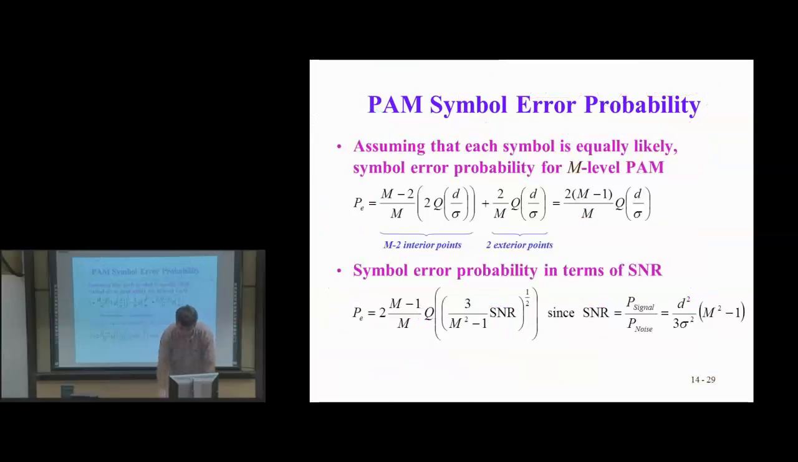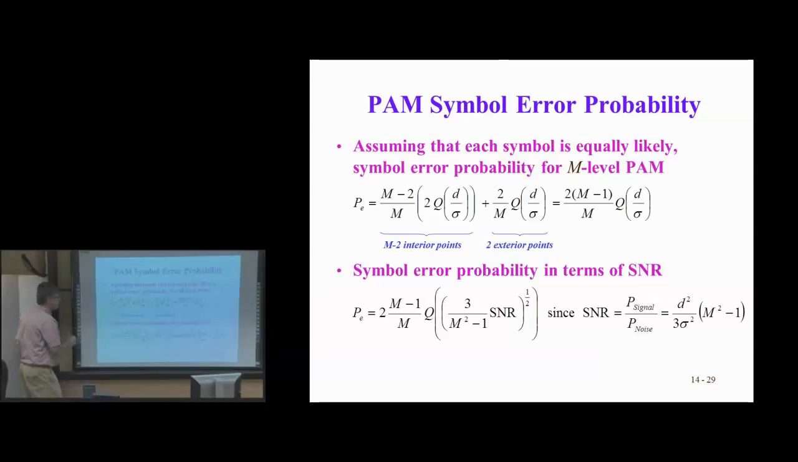Okay, so if we can put this together into one formula, again, if we assume that each symbol is equally likely, then the symbol error probability for M-level PAM is as follows. First of all, what's the likelihood of an interior point? Well, I have capital M points and capital M minus 2 interior points. So the chance that I have an interior point is capital M minus 2 divided by capital M. The probability of an error is 2 times the Q function.